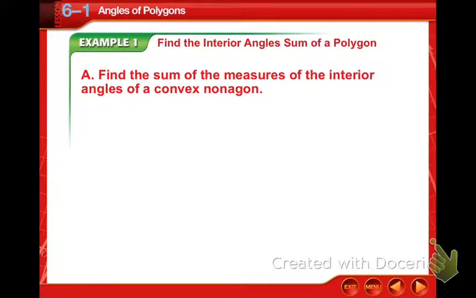Our first example is to use that formula on a nonagon. If you don't know what a nonagon is, it has 9 sides. Nonagon, 9. So octagon would be 8, right? Decagon has 10. Anything bigger than that, look it up. So a nonagon has 9 sides, so that's our n.